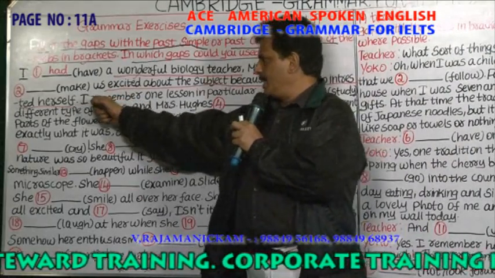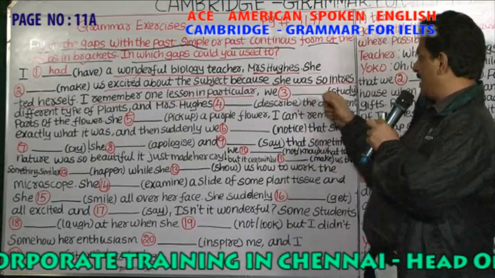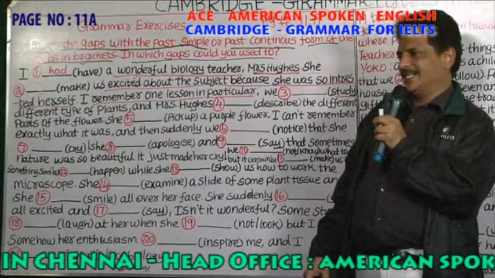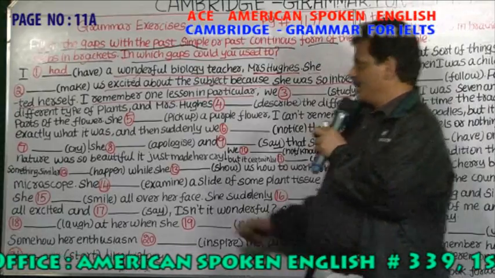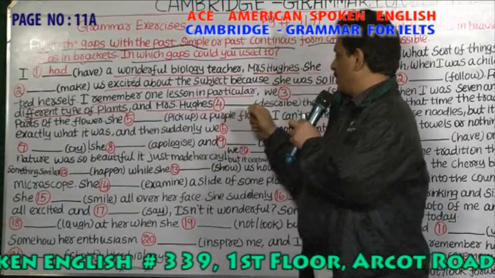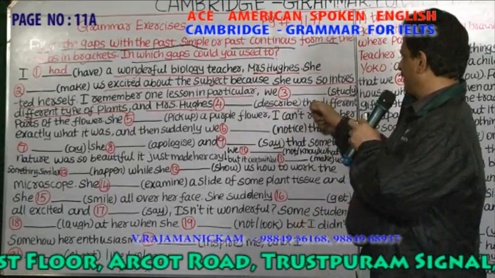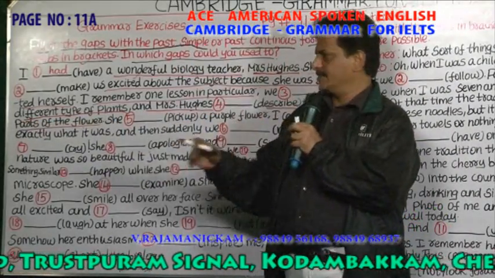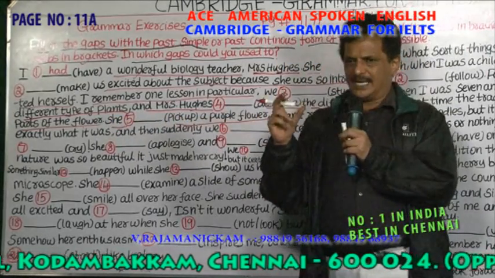I remember one lesson in particular. He wants to mention one lesson in particular. We dash study. What is the verb you have to use? Studied or were studying. Past tense or past continuous you have to use. Studied or were studying. Different types of plants, right? And Mrs. Hughes described or was describing the different parts of the flower. So she was telling about the flowers. She dash pick up a purple flower, a purple colored flower.